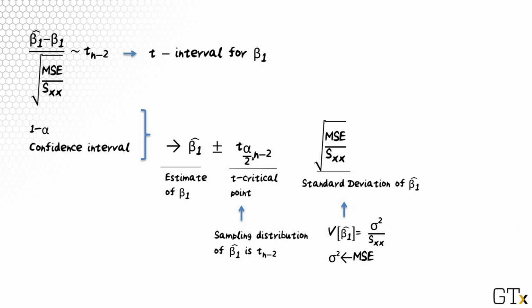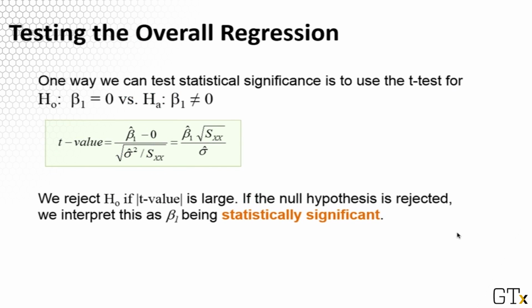Again, the t critical point comes from the sampling distribution of beta 1 hat, and the standard deviation of beta 1 hat comes from the variance of beta 1 hat, which I shared with you in one of the previous slides, but replacing sigma square with the estimator, the mean square error.